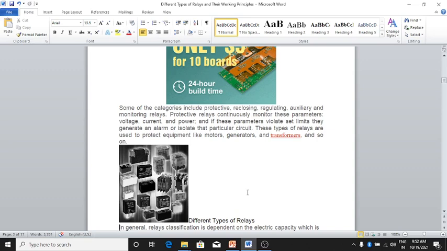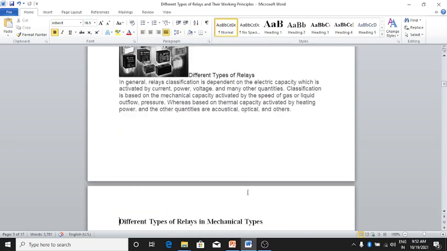What does a protective relay do? It continuously monitors the voltage, current, and power, and if these parameters violate a set limit, it generates an alarm or isolates that particular circuit. These types of relay are used to protect equipment like motors, generators, and transformers, and so on. Clear?